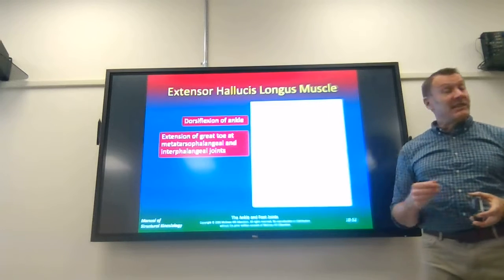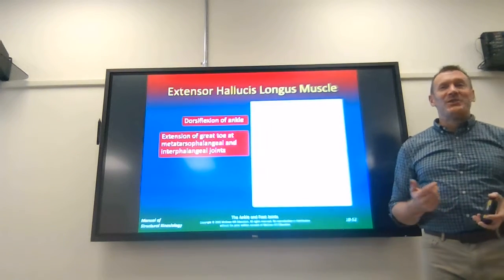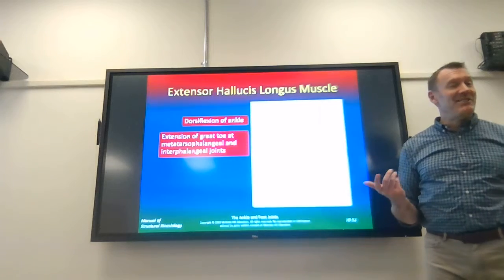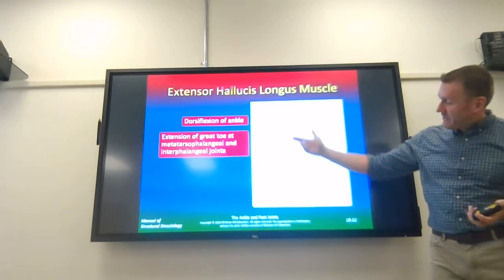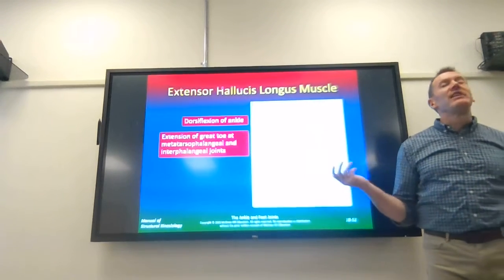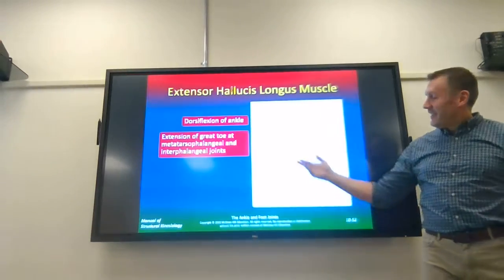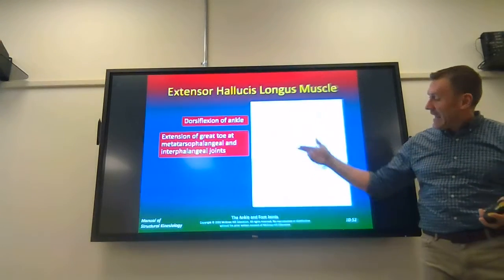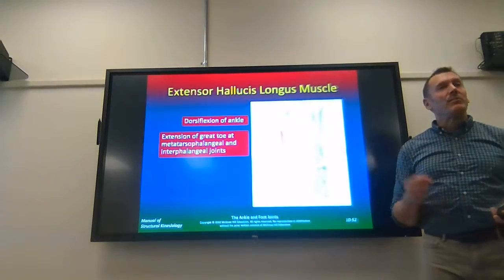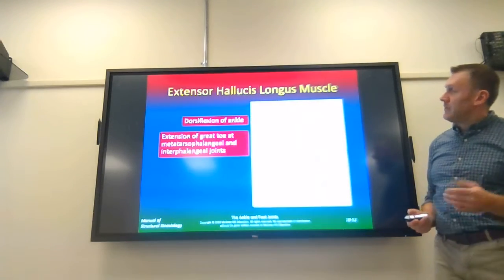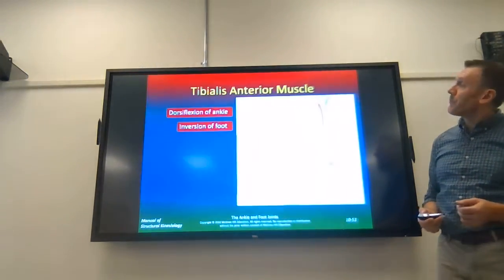So basically extension. So you're sitting there in your shoes, go ahead and just extend your great toe. So tonight as you take your shoes off, you're looking at your feet, extend your great toe. This tendon is really prominent with that action. You can see it really well.